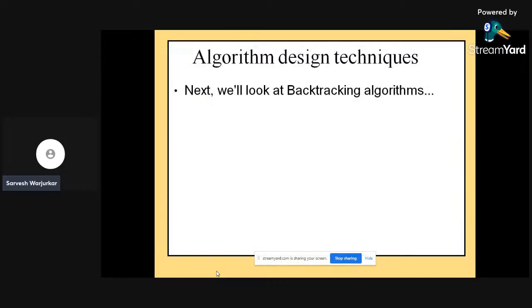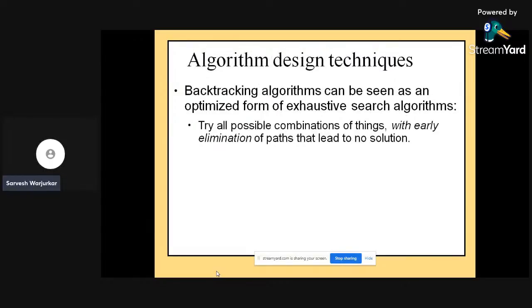Now, the third part that we are going to see right now is the backtracking algorithm. What is the backtracking algorithm? How does it work? We'll see just now. As the name suggests, backtracking. A backtracking algorithm can be seen as an optimized form of exhaustive search algorithm, optimized in a very small, properly analytical way. If you are able to solve a particular problem this way, it may be a backtracking problem. We'll go through various examples.